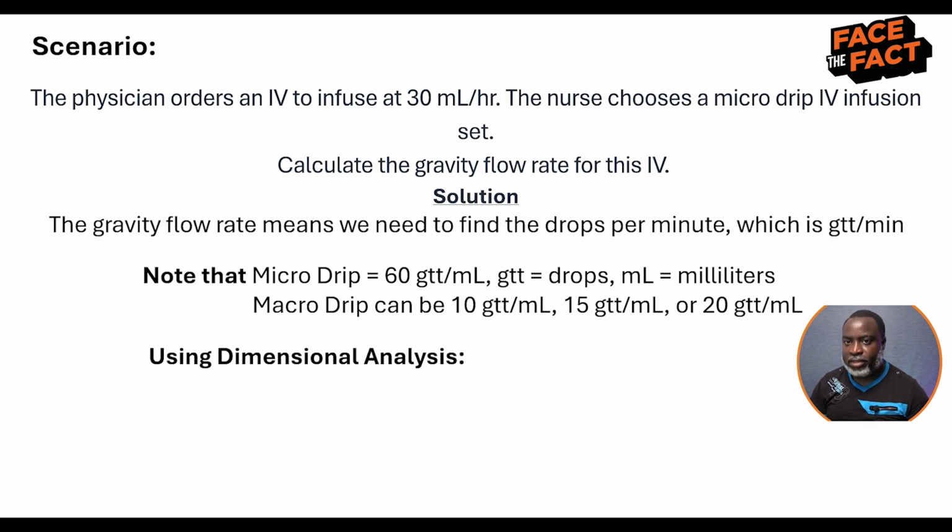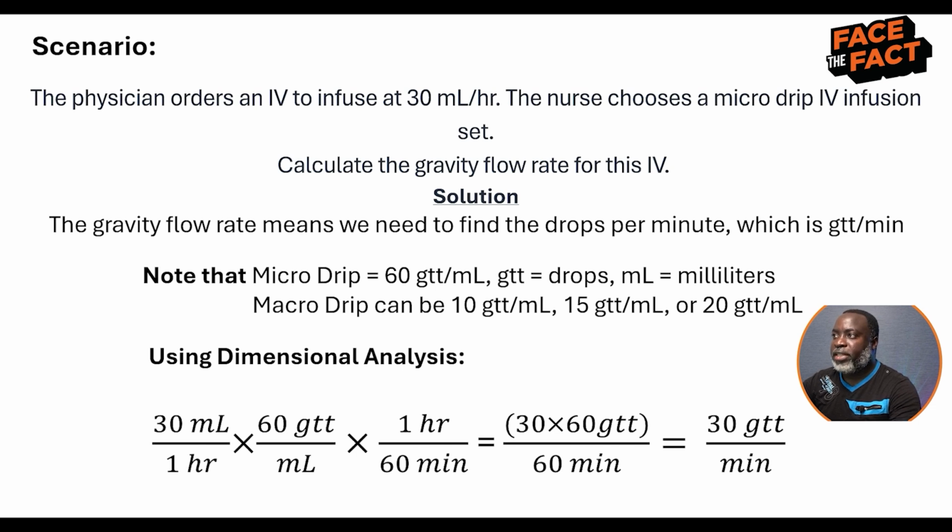Let's see. You are going to write the 30 milliliters per hour and then you're going to multiply by the drop rate. The question said the nurse chose a micro drip. Because of that, we use 60 drops per ml. Then we are going to find drops per minute, so we have to change the hour to minute. So we get that conversion factor, which is 1 hour is equal to 60 minutes.